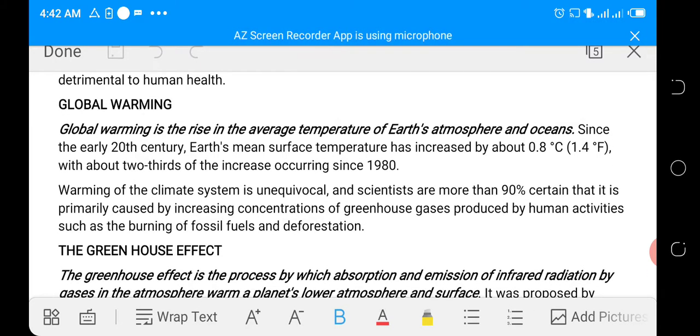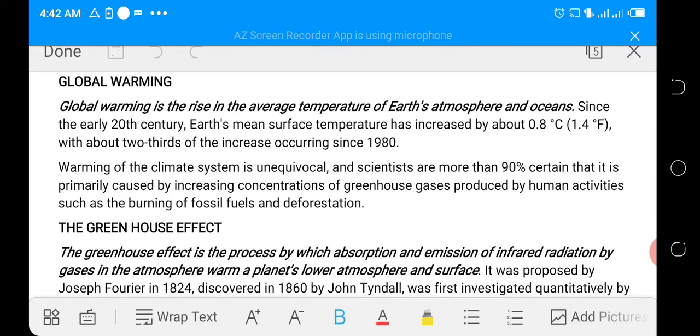Global warming. Global warming is the rise in the average temperature of the Earth's atmosphere and the oceans. Since the early 20th century, Earth's mean surface temperature has increased about 0.8 degrees Celsius, that is 1.4 degrees Fahrenheit, with about two-thirds of the increase occurring since 1980.